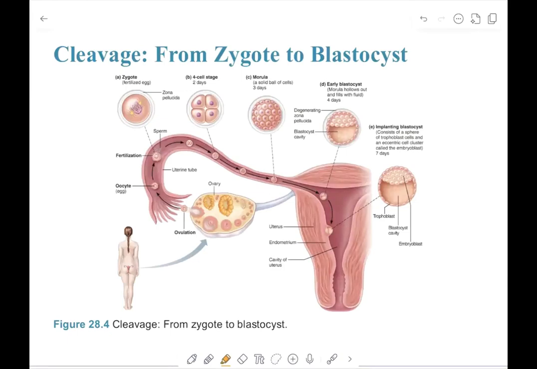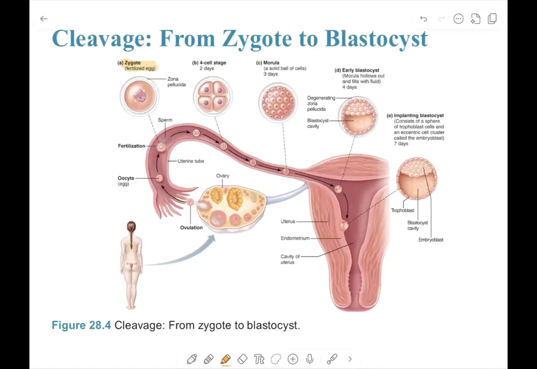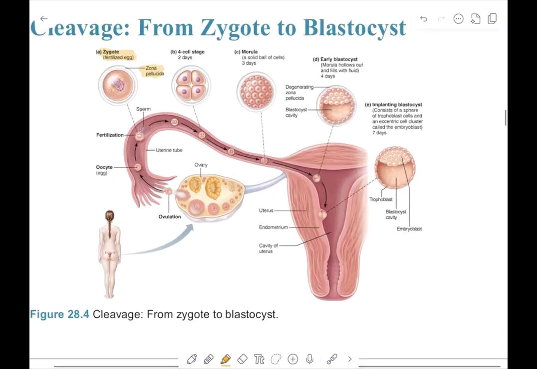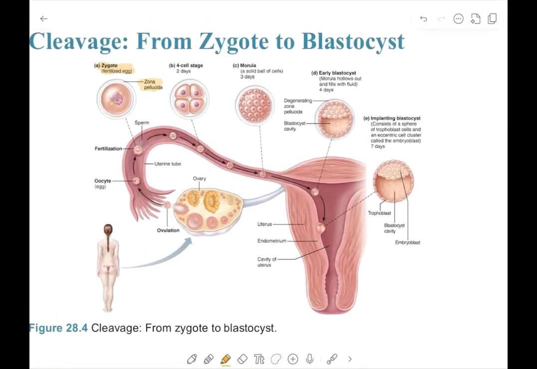This slide is showing the movement from the zygote to the blastocyst. So in letter A, we are seeing the zygote here, and there's no corona radiata, but there's still the zona pellucida surrounding it. Then there's this rapid stage of cleavage, which results in a large number of cells in the embryo. So we see a 4-cell stage, and that continues to increase and increase.